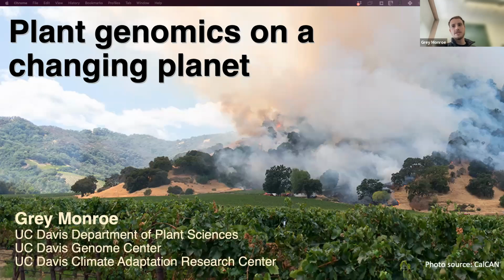Our lab is interested in understanding how plants adapt to their environments and the genetic basis of that. I've put up this dramatic image to remind us of the challenges that we face around the world, but a lot of that is quite acute and obvious to those of us in California. It's an image of a wildfire raging just across from a vineyard, which highlights the challenges of climate change for our agriculture and ecosystems here in California and around the world.